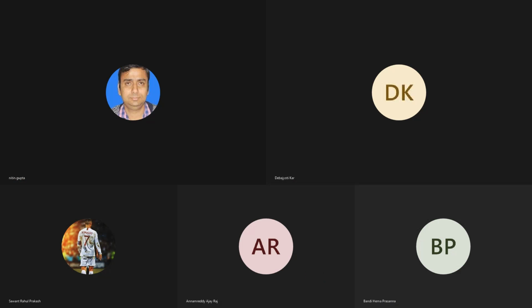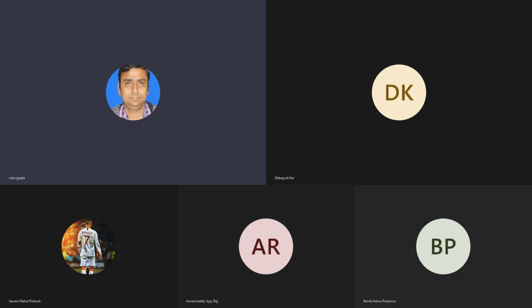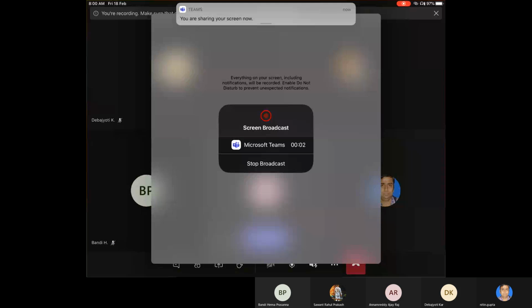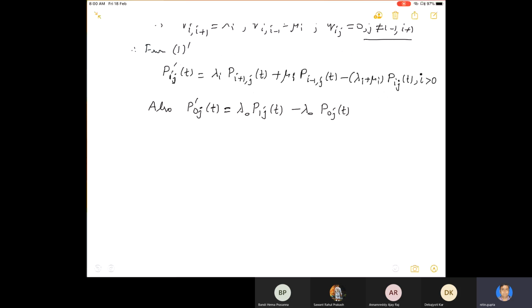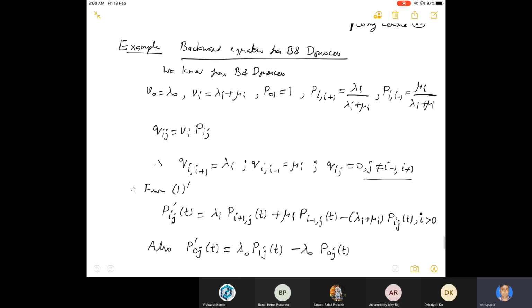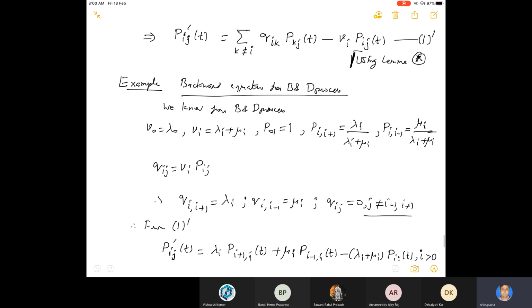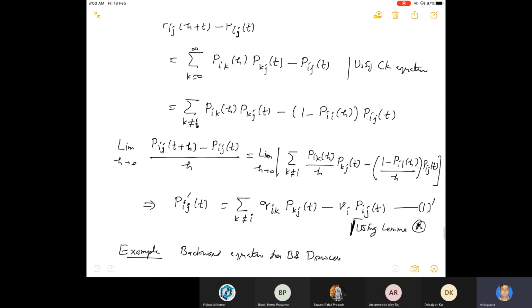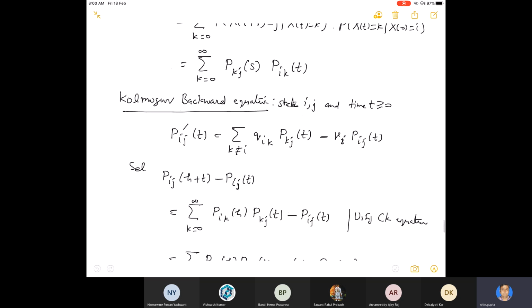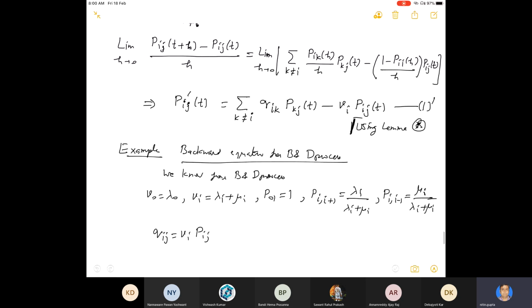Good morning, students. So we have been doing the continuous time Markov chain. Let me share the screen. Okay. Last time we have done the Kolmogorov backward equation. So now let us start with the Kolmogorov forward equation.